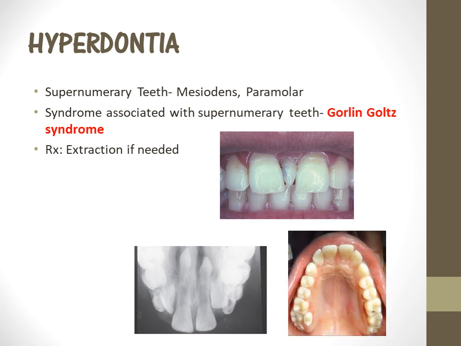Paramolar is another example of supernumerary teeth, which is found distal to the third molar, or palatal or lingual to the third molar. They are very tiny molars that are supernumerary teeth found close to third molars. These supernumerary teeth are most commonly associated with a syndrome called Gardner syndrome. This is another important MCQ. Gardner syndrome, keep that in your mind, guys.